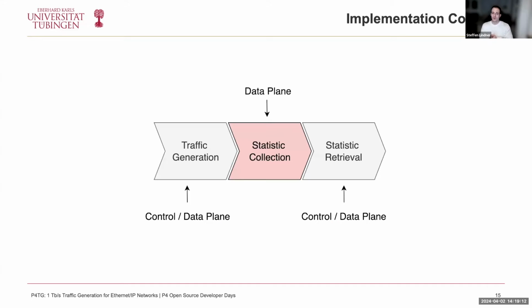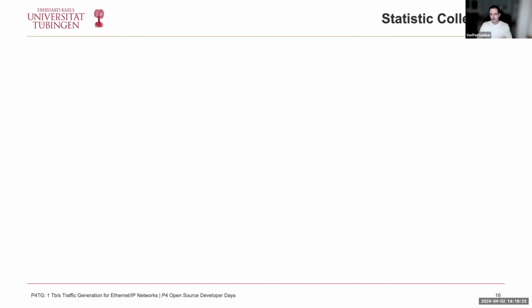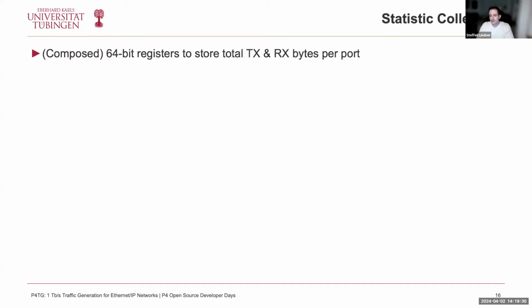Okay, now we know how the traffic generation works and what the packet path is roughly within the pipeline. Now let's have a look at the statistic collection that we do, which is only done in the data plane. I already said we have layer 1 rates, packet loss, and so on. And internally, all these statistics are stored in registers.